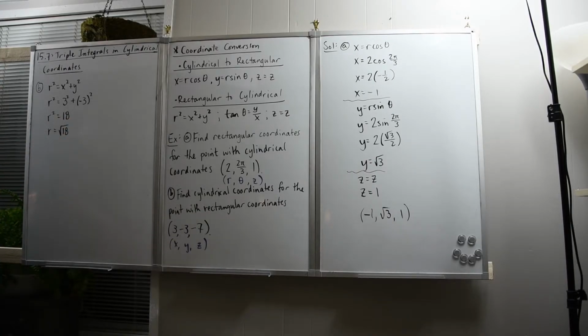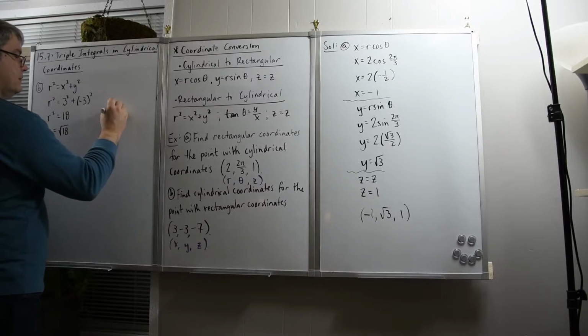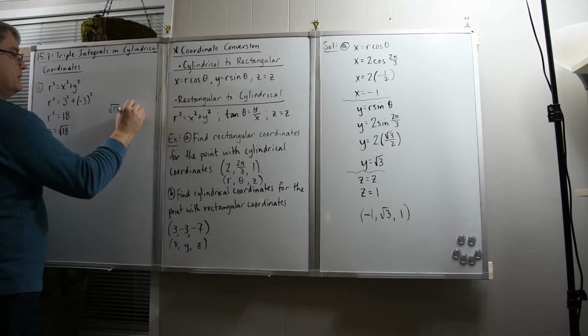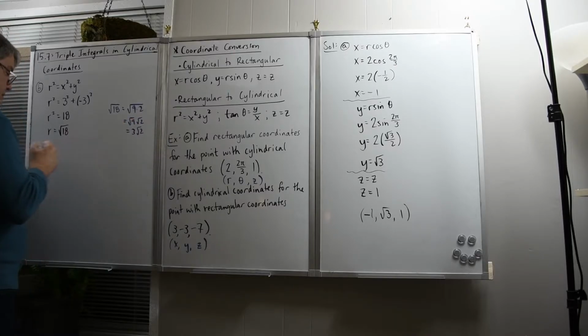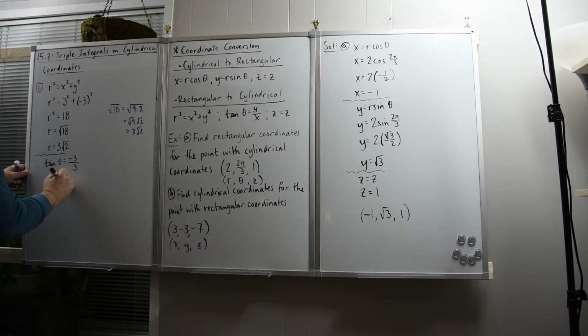But if you think about the square root of 18, you could write that as square root of 9 times 2, which is root 9 times root 2, or 3 times square root of 2. So one way that we can represent r is as 3 times the square root of 2. Now, we also have to figure out theta, but we know tangent theta is y over x, negative 3 over 3. But then that means that the tangent of theta is equal to negative 1.